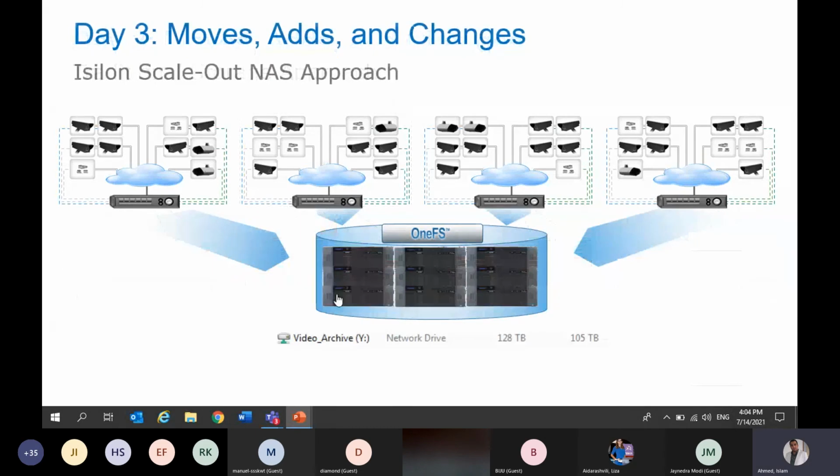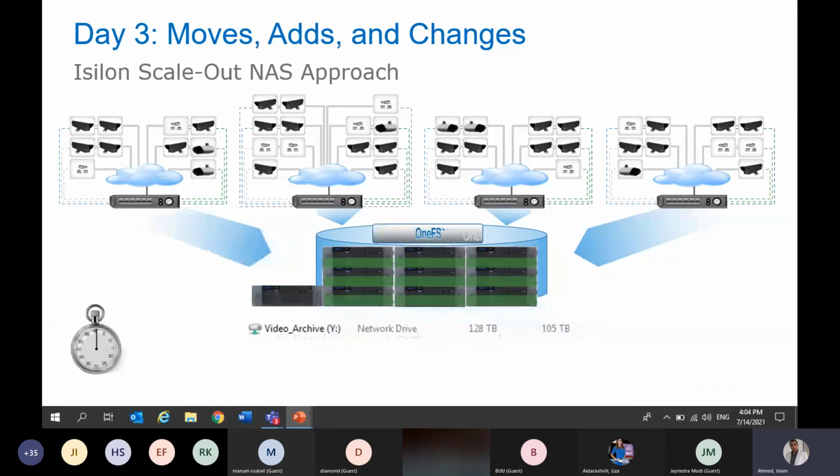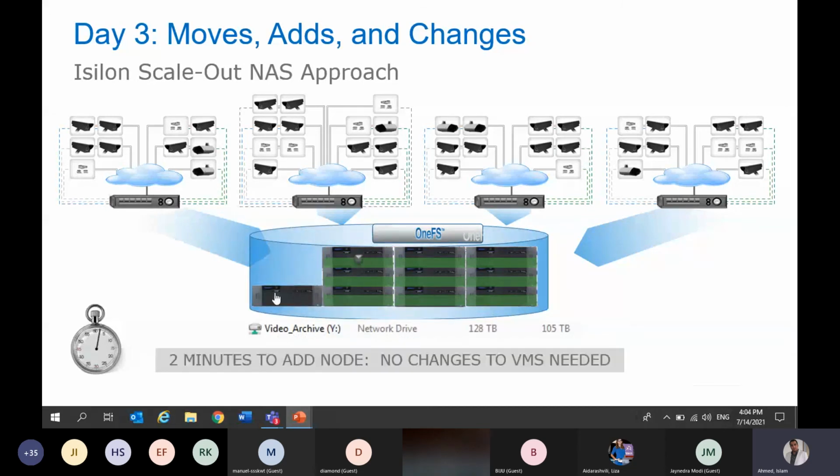So what Isilon actually does is like this. You can add any number of cameras as long as all the videos come to the same destination. And even if you need to add more nodes, you can add them in 2 minutes, and migration will be done automatically inside the Isilon itself. You don't need to use the recording servers.